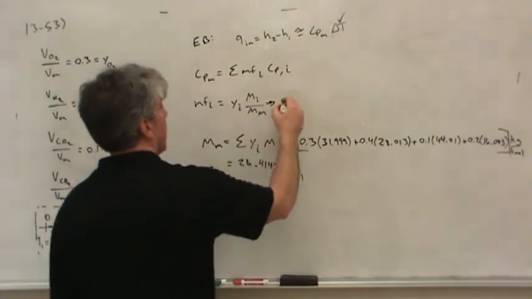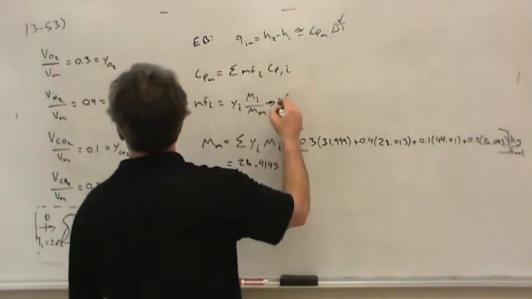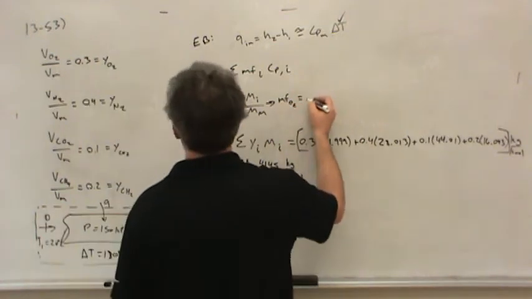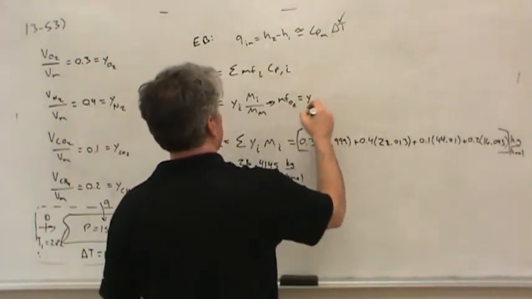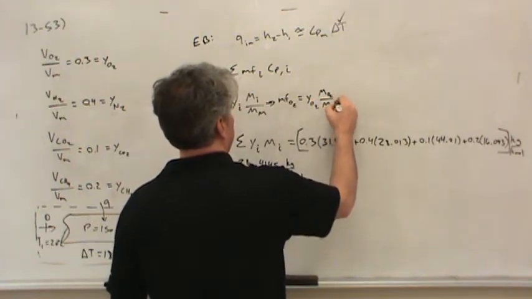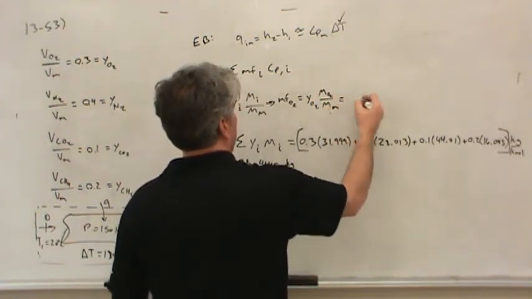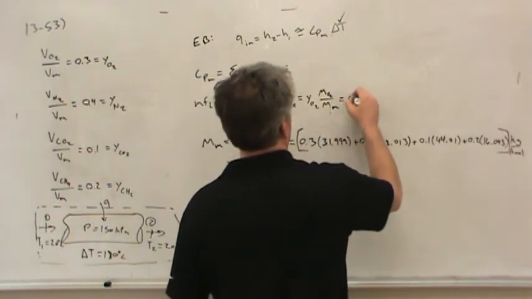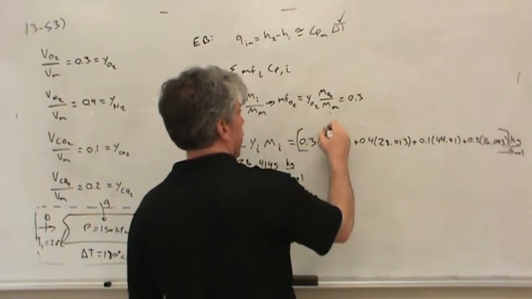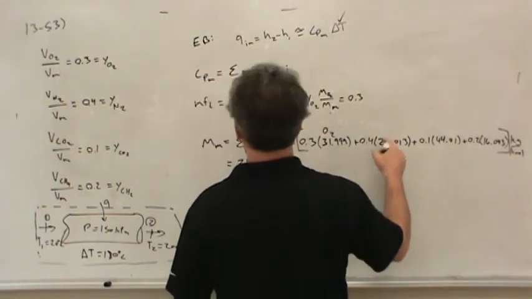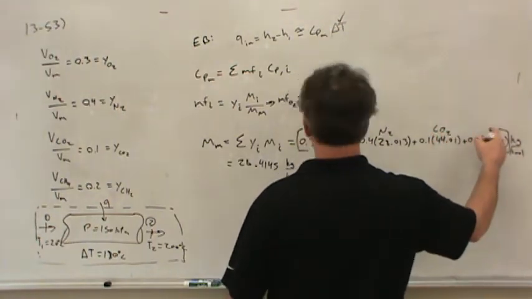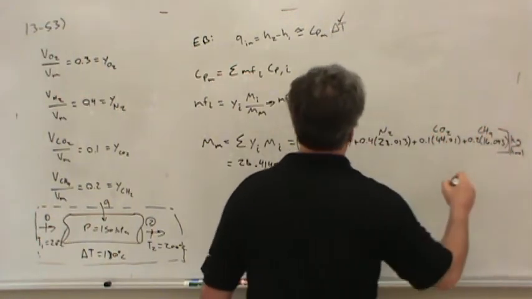So for example, the mass fraction of oxygen would be equal to the mole fraction times the molecular weight of the oxygen over the molecular weight of the mixture. And so that would be 30%. I just need the molecular weight of oxygen. I've got it. By the way, this is the oxygen. This one is the nitrogen. This is the carbon dioxide. And the last one should be methane, CH4.